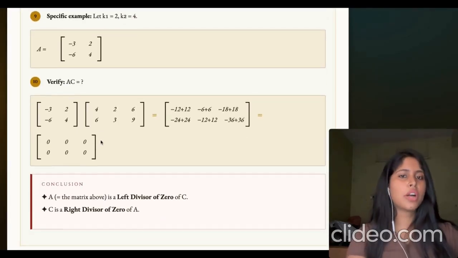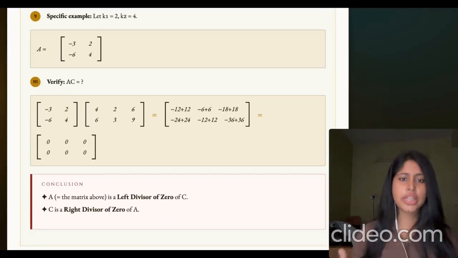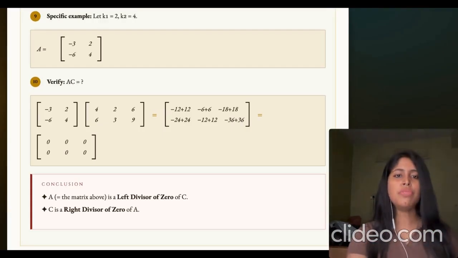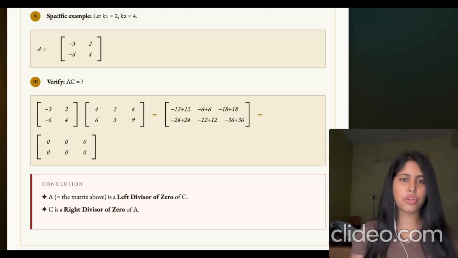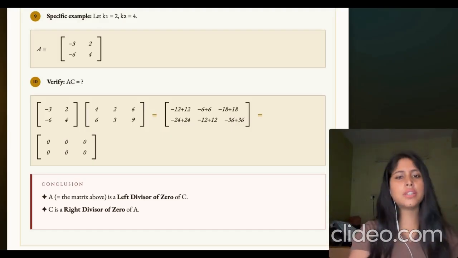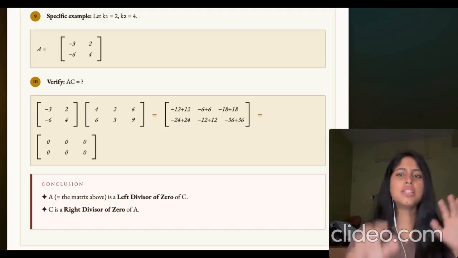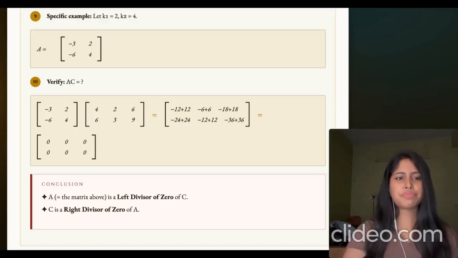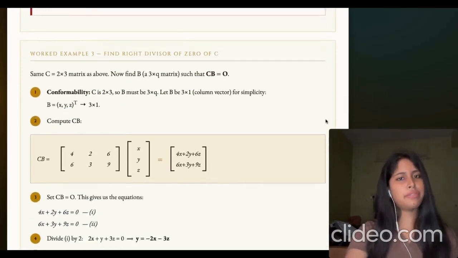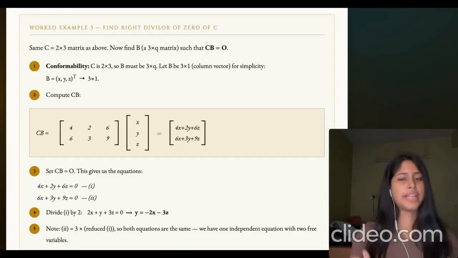Okay, now if you want to check whether this is actually a left divisor of 0 or not, you can verify it. How? You can see that A into C will be equal to the null matrix. If you do the full calculation of the matrix multiplication, you will see that the result will be the zero matrix. Therefore, we can say that A is a left divisor of 0 of C. Okay, now this was the left divisor of C. We will now come to the right divisor of C.